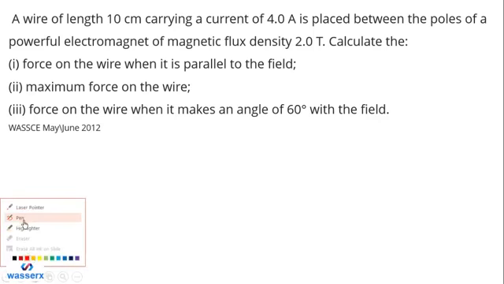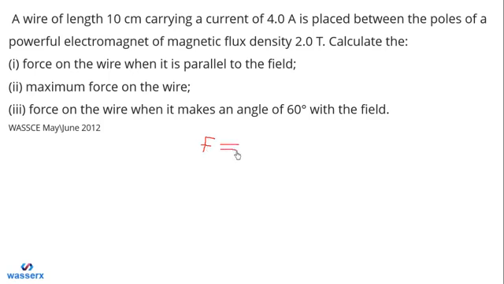So let's see how we can quickly calculate that. We saw that the force is calculated using the relation force, which is measured in Newton, equals the current in amperes times the magnetic flux density times the length, then times sine theta, where theta is the angle the wire makes with the field.